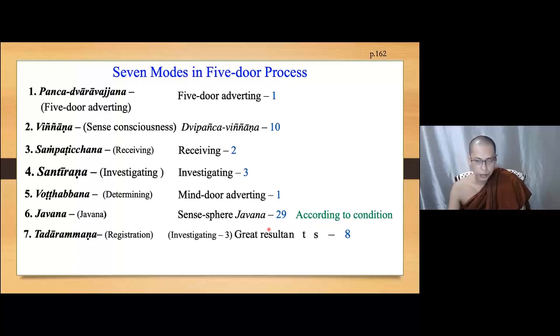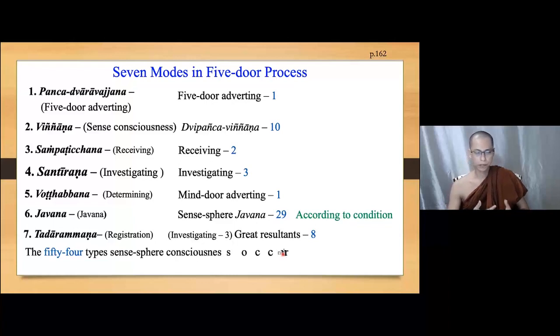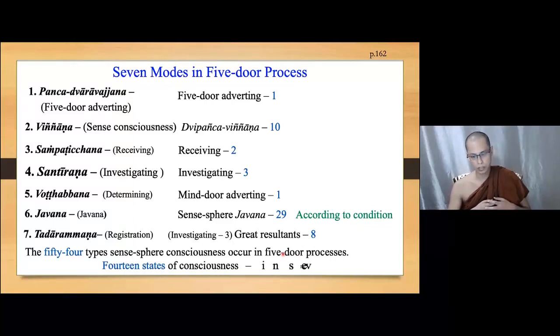Then at the moment of tadarammana, there are altogether 11 types of consciousness that can run as tadarammana. But for investigating consciousness, we already enumerated it in this content, so we don't need to repeat it. So we just take number 8. So altogether, 54 types of sense sphere consciousness occur in the five door process in 7 moods.